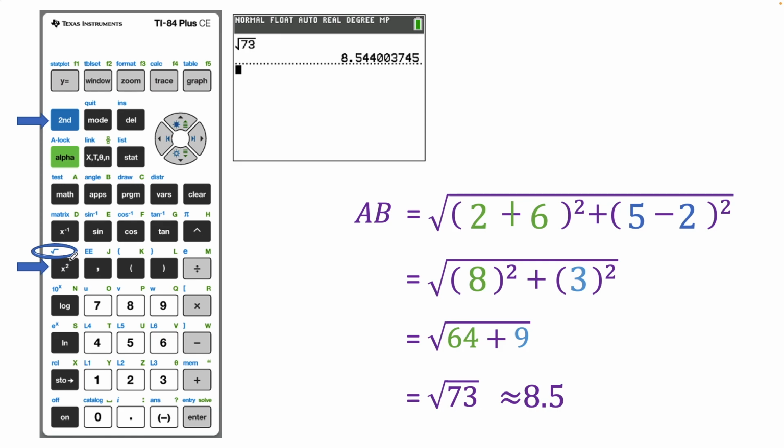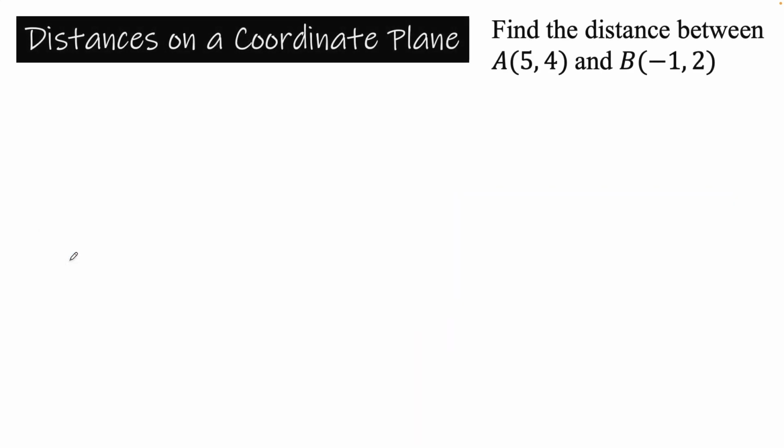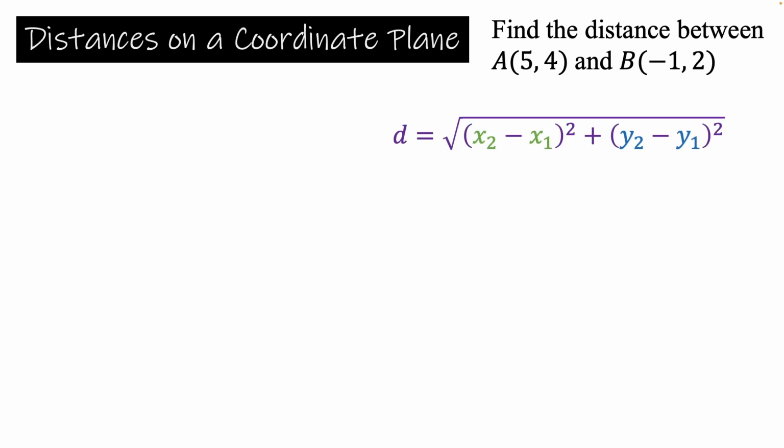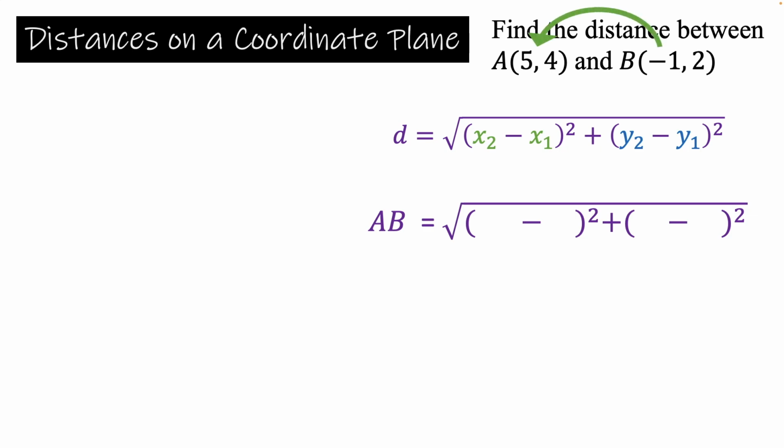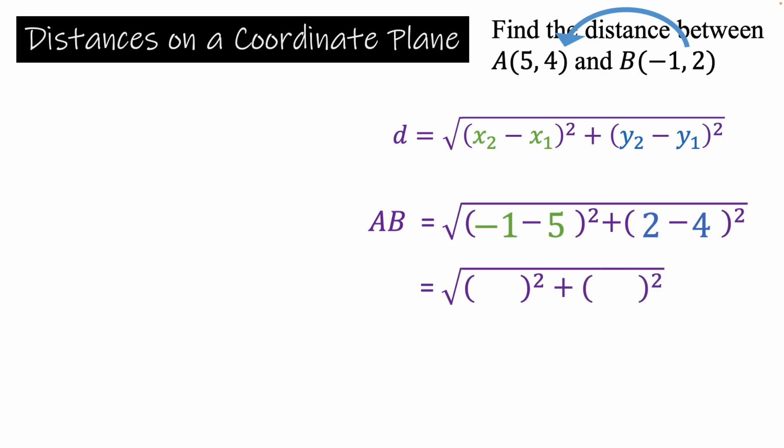So let's try another one. We don't have a coordinate plane that we can see right now, but we're going to find the distance between (5, 4) and (-1, 2). So there's our distance formula. Start with our blank slate and then just plug in the numbers we need. So we've got -1 and 5, -1 minus 5, and then the y's, 2 minus 4. -1 minus 5 is -6, and 2 minus 4 is -2.